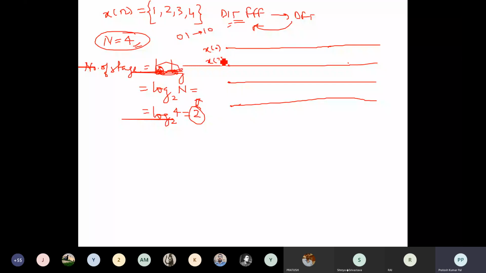So x2 will be there. Then again, after x0, x1 and x2, x2 is this one. Its bit reversal will be 01, so here x1 will be there, and again here x3 will be there. So bit reversal will be there at the input side in the case of the DIT algorithms.